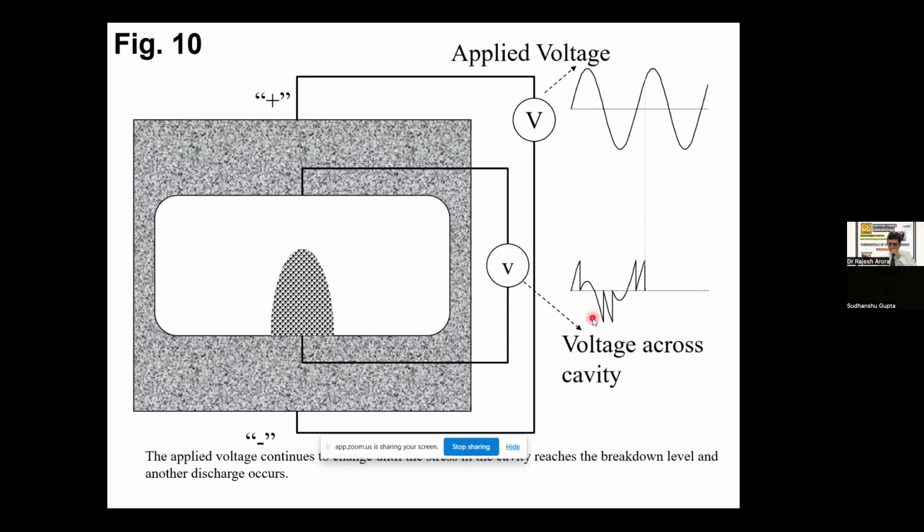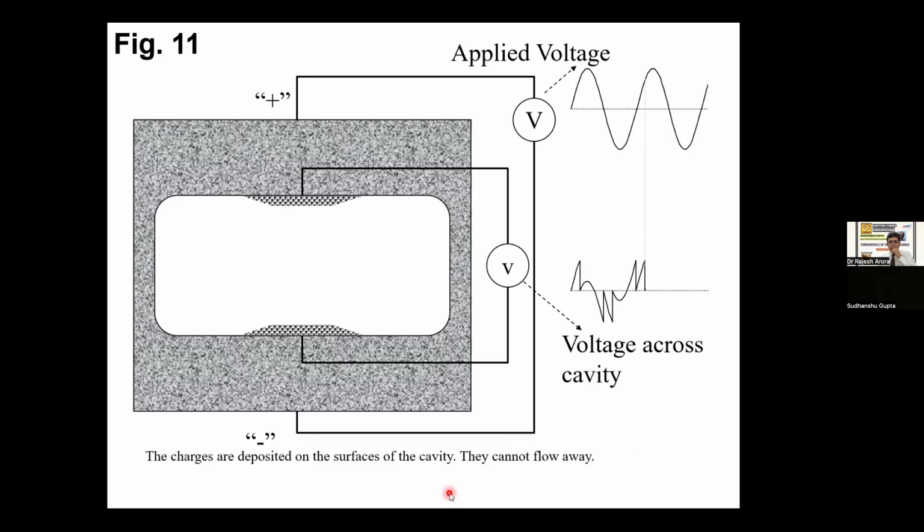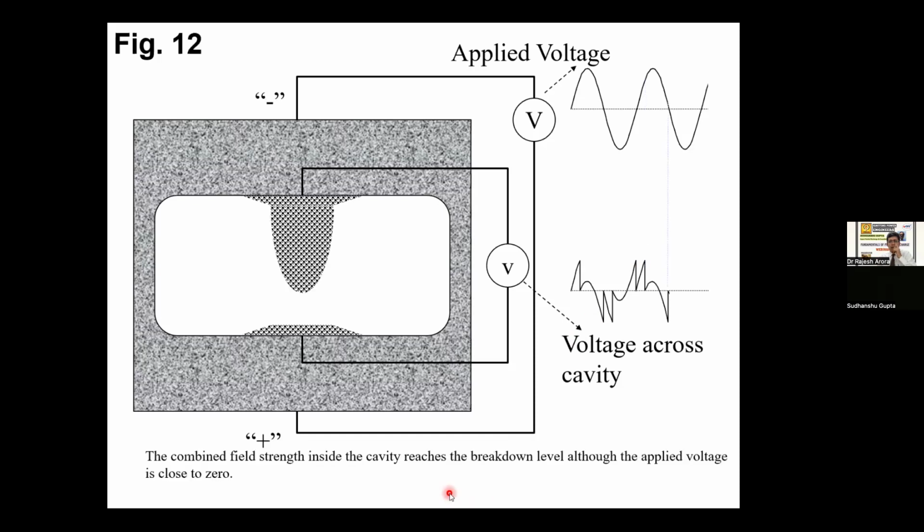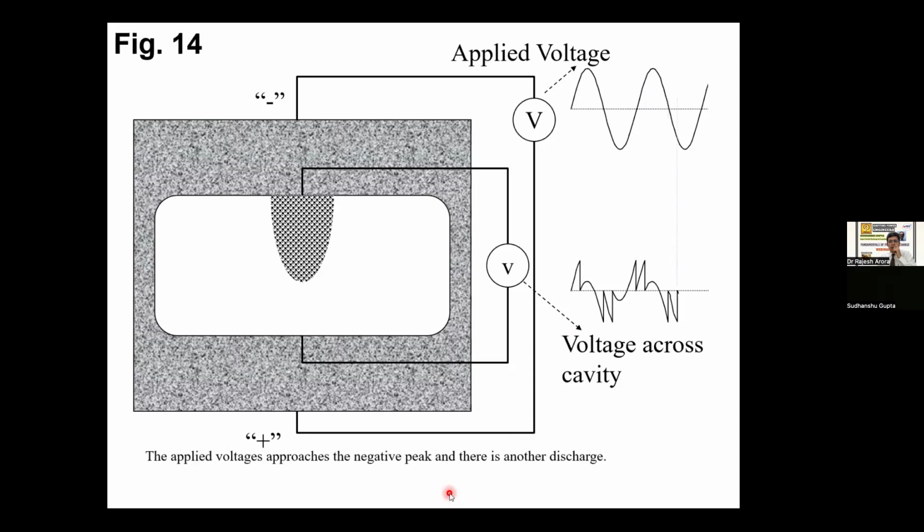So when the applied voltage continues, the charge builds until the stress in the cavity reaches the breakdown level and another discharge occurs. The charges are deposited on the surface of the cavity, because this is again repeating the same. We are doing the same repetition, as you can see, and it will continue like this.